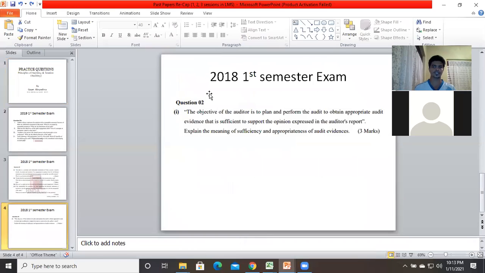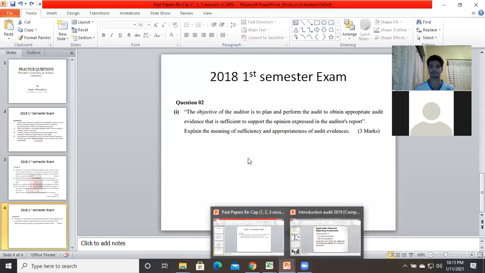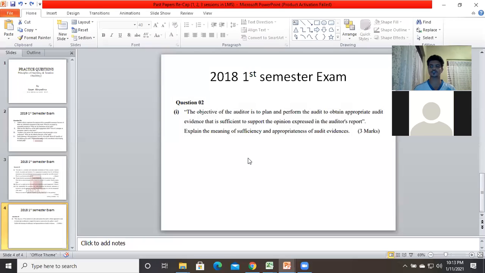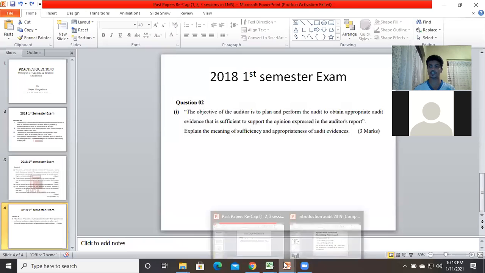The next question. Question number 2.1, 2018 first semester. The objective of the auditor is to plan and perform the audit to obtain appropriate audit evidence that is sufficient to support the audit opinion expressed in the auditor's report. Explain the meaning of sufficiency and appropriateness of audit evidences. I discussed that one also. Sufficiency and appropriateness. Simply, when it comes to audit evidences, it should be quality and quantity. Sufficiency in the sense we should have enough quantity of audit evidences. When it comes to appropriateness, those audit evidences should be with quality.